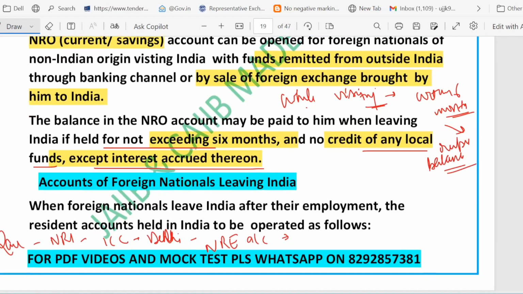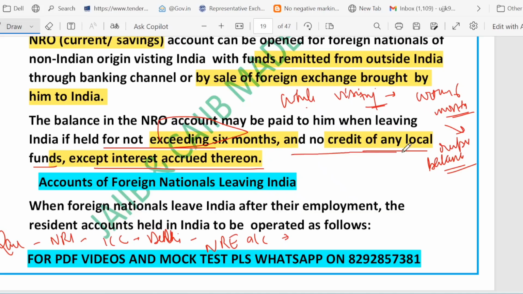And there is a 6-month rule. What is the 6-month rule? If the NRO account is held for less than or equal to 6 months, the visitor may have the balance paid to them while leaving India. There is no local credit, which means the visitor NRO account cannot be credited with local Indian funds like wages. Interest only is allowed as local credit.